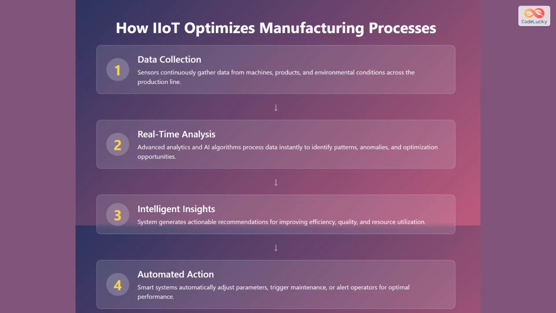Third, the system generates intelligent insights with actionable recommendations for improving efficiency, quality, and resource utilization. Finally, automated action takes place as smart systems automatically adjust parameters, trigger maintenance schedules, or alert operators for optimal performance. This cycle repeats continuously, creating a self-improving manufacturing process.